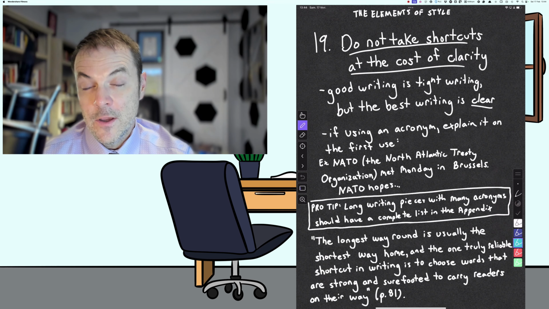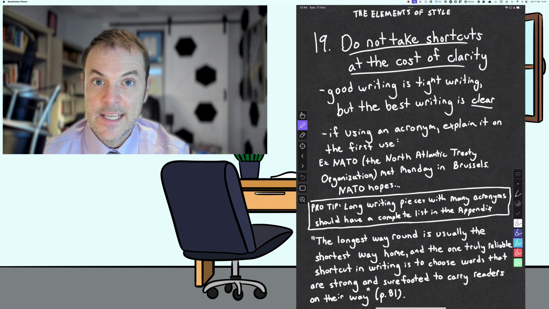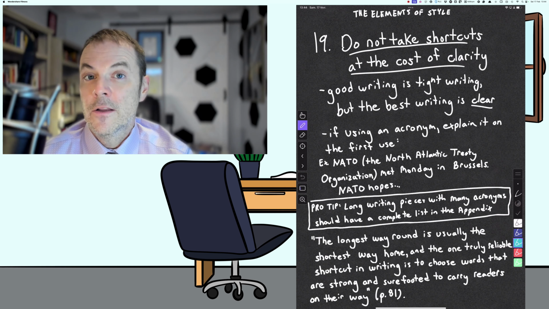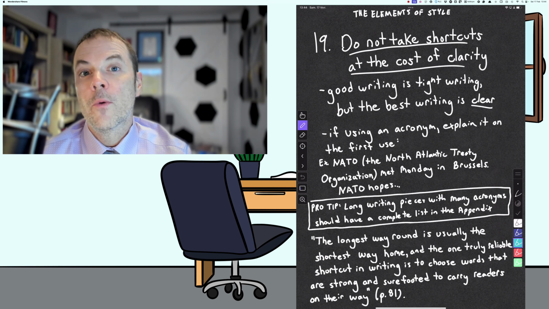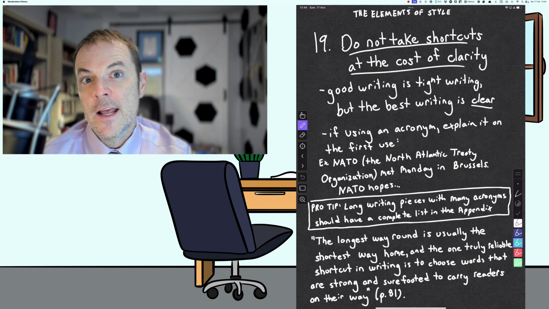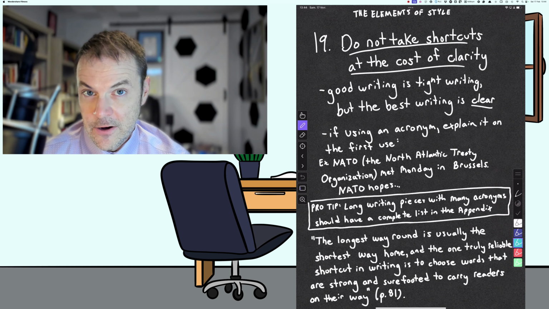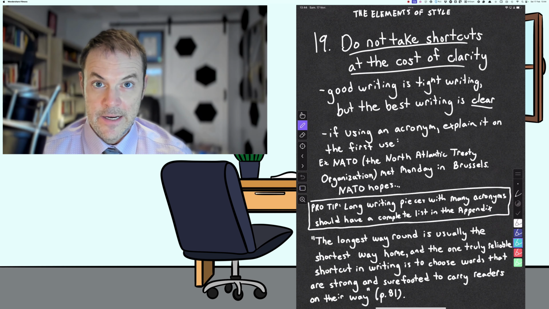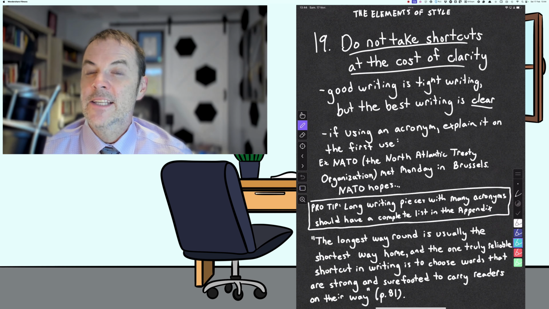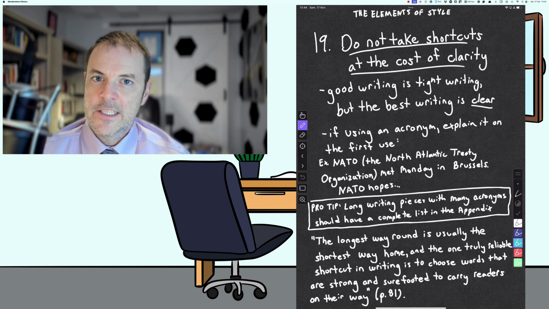The first time you use an acronym, say exactly what it means. NATO means the North Atlantic Treaty Organization. Now that I've said that once, going forward, I can keep saying NATO, and I can be confident that the reader is going to be able to follow what I'm saying. And if we are talking about a research paper, an essay, something with a lot of acronyms, it's a good idea to contain a list of those acronyms in your appendix. That way, if the reader forgets what something means, it's easy to look it up.